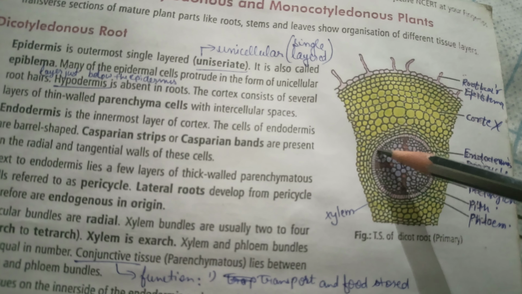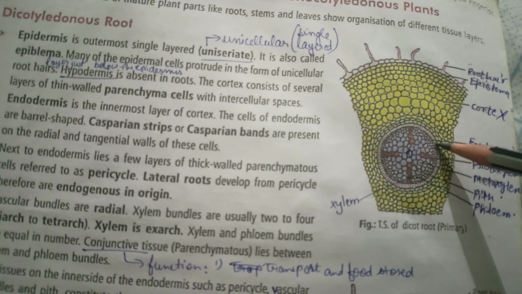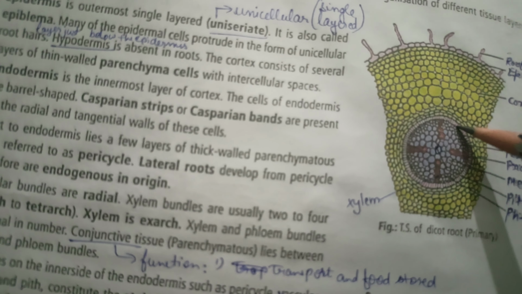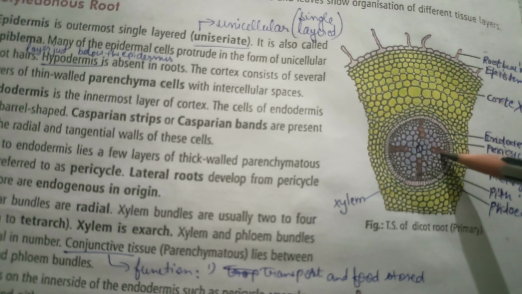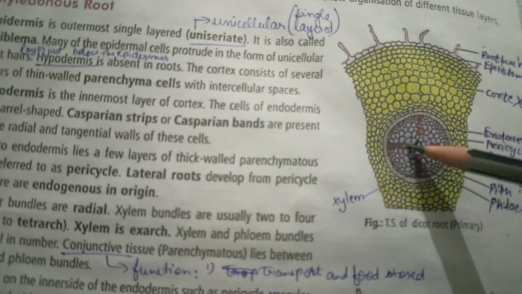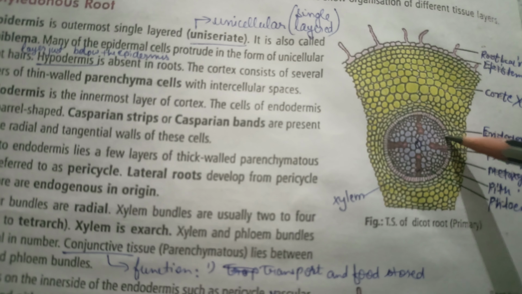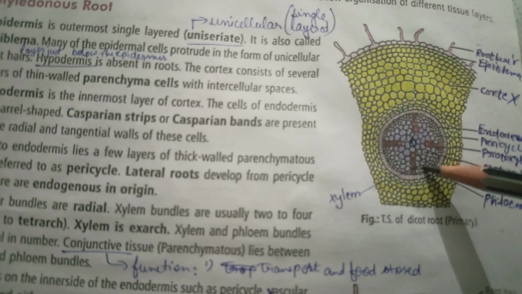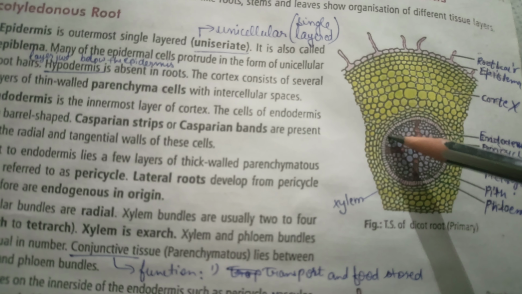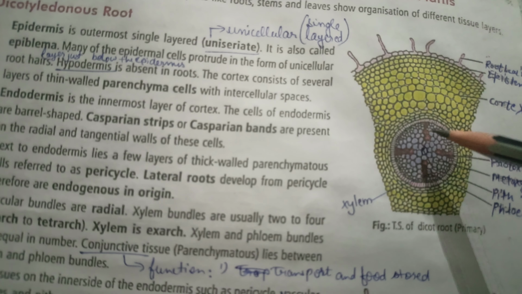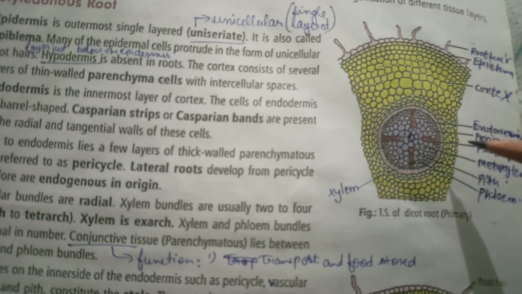Now you can see this pink colored layer of cells. This is called the pericycle. Now you can see the cells which are present here. This is xylem, so these are radial vascular bundles. This group of cells is phloem and this is xylem. This is phloem, this is xylem. So we can see that radial vascular bundles are present, with xylem and phloem present alternately, right?